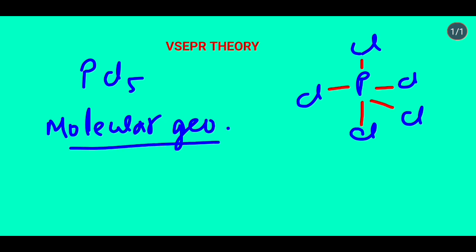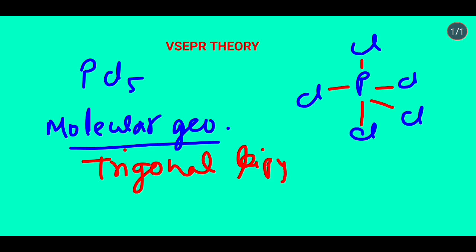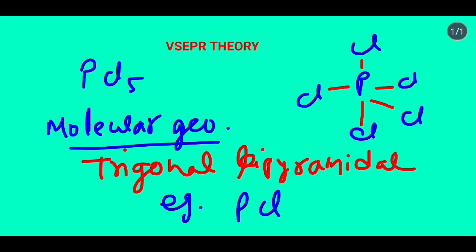Trigonal bipyramidal, like a pyramid. The next topic, in the next class, is molecules having one or more lone pairs. Examples with no lone pair: PCl5 and SbF5, antimony fluoride.